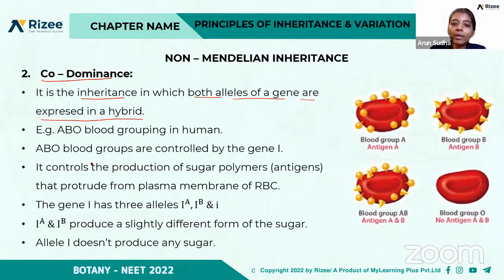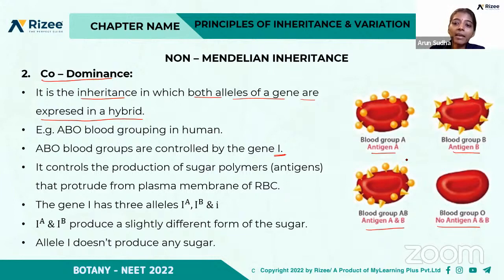The ABO blood groups are controlled by the gene called I. If you take blood group A, they will have a special antigen called antigen A. And if you take blood group B, they have the special antigen, antigen B. And blood group AB will have both antigen A and B. And blood group O has no antigen, that is, no antigen A or antigen B. So actually, what does this represent?